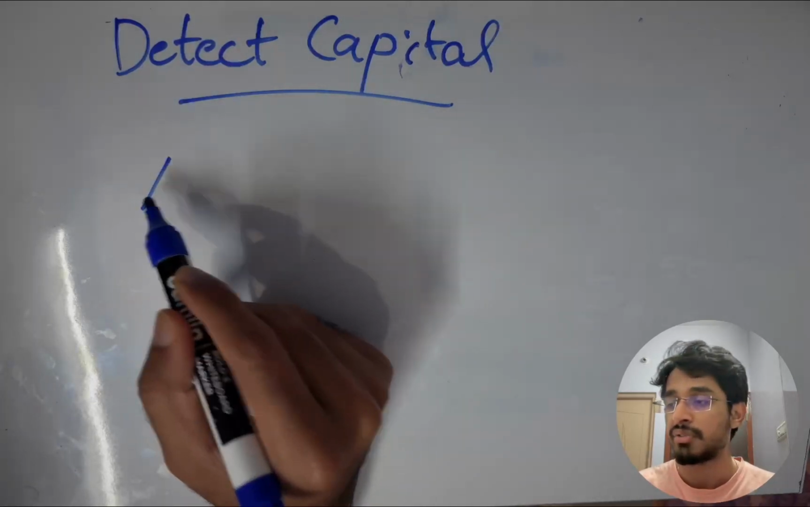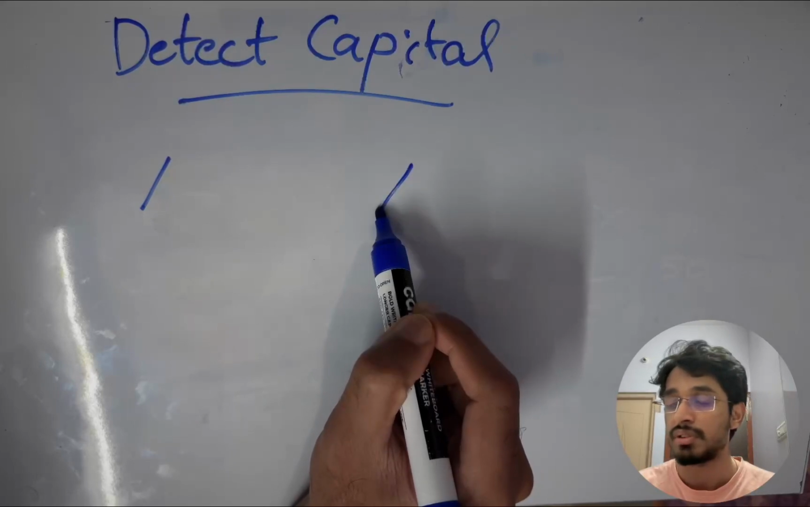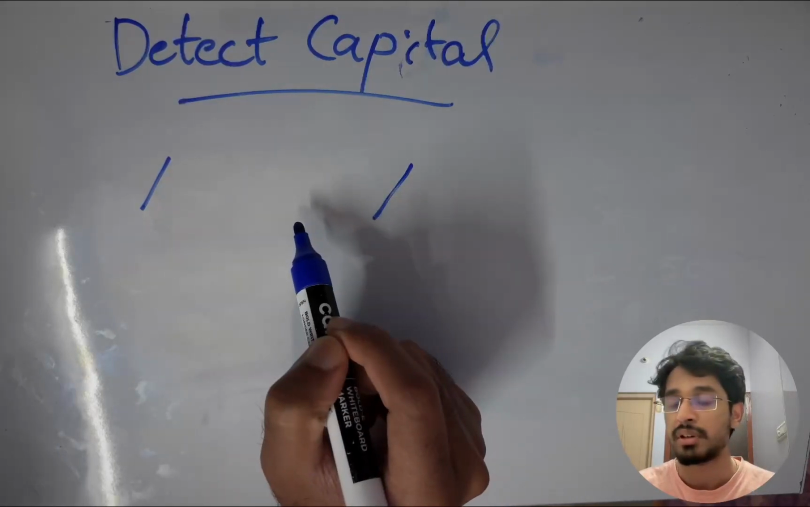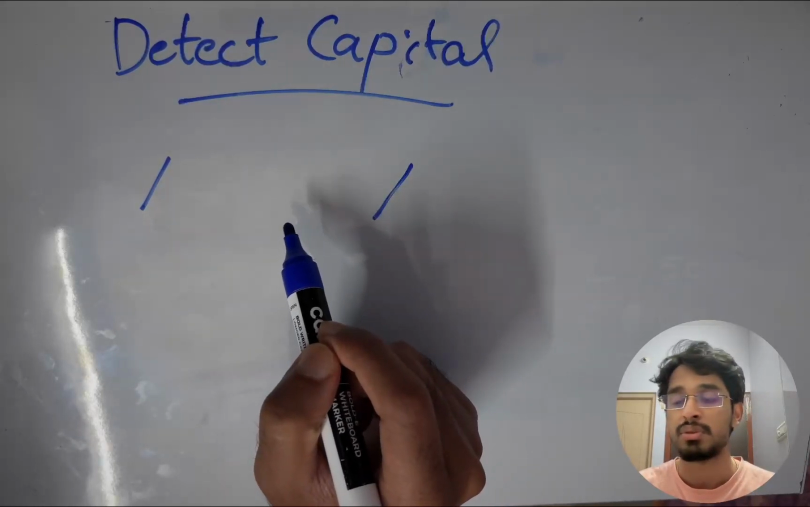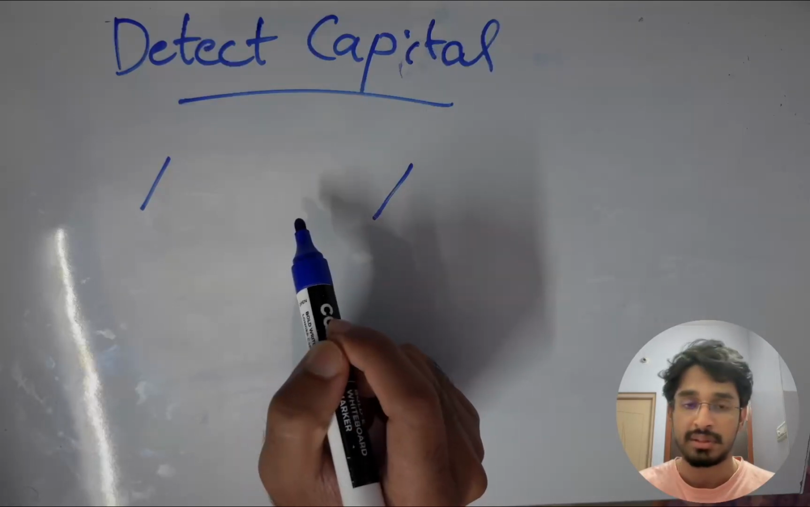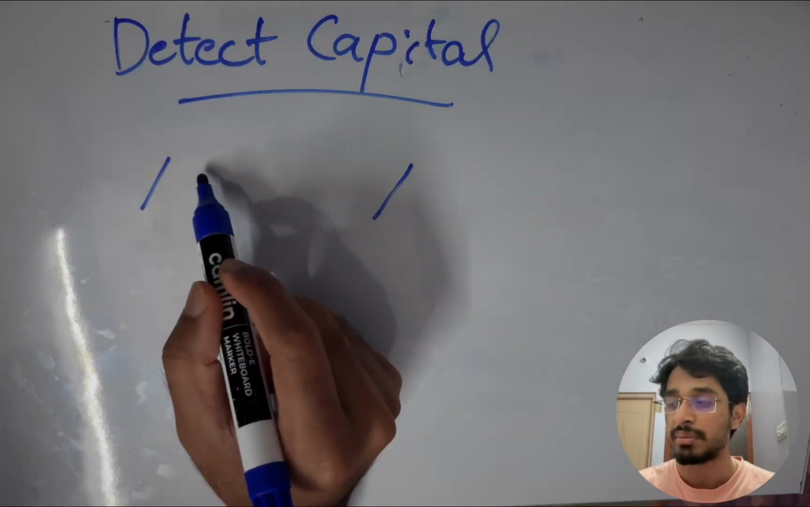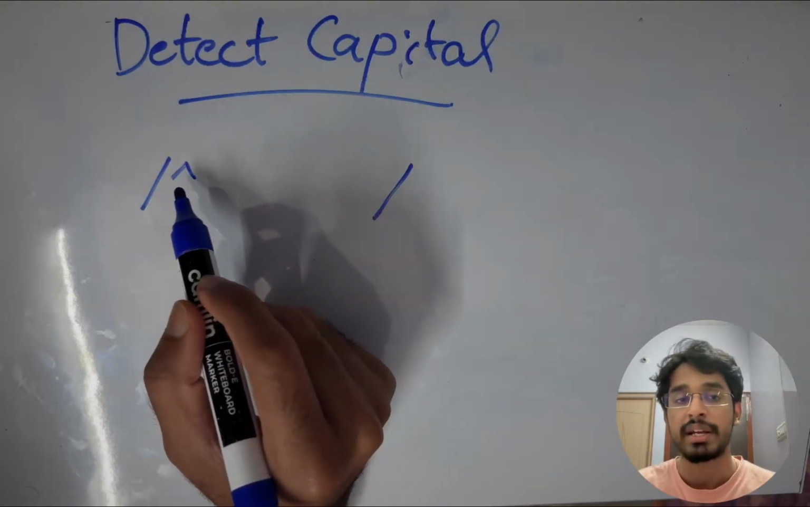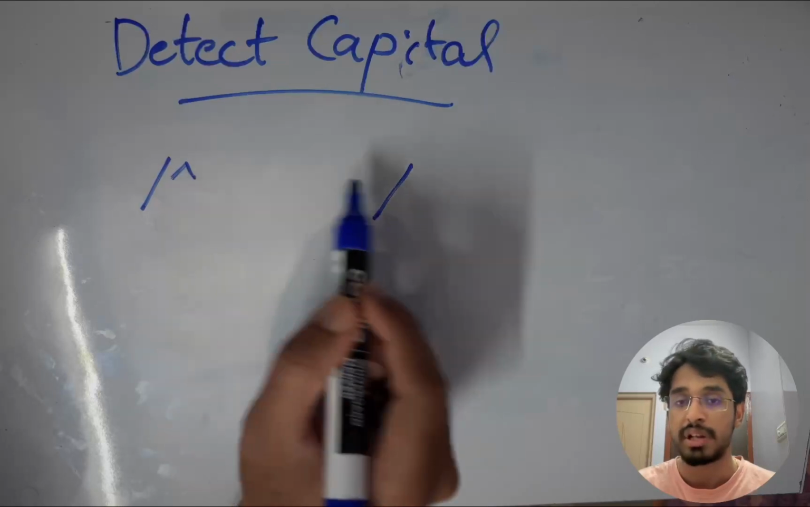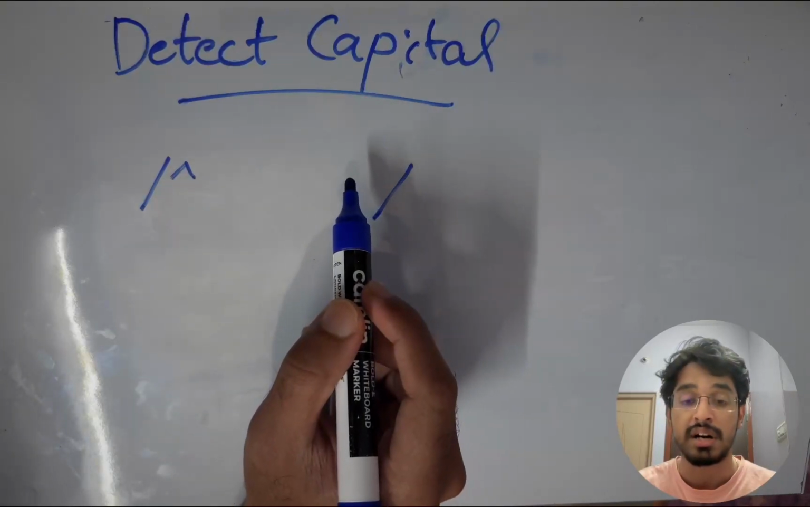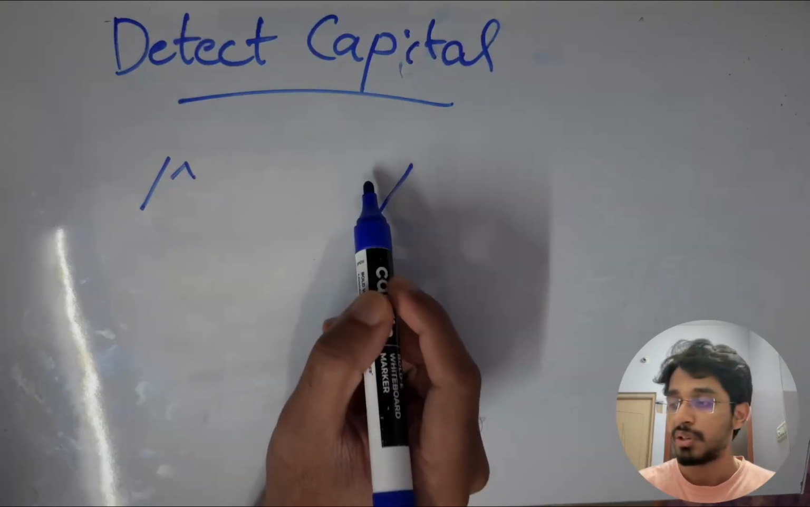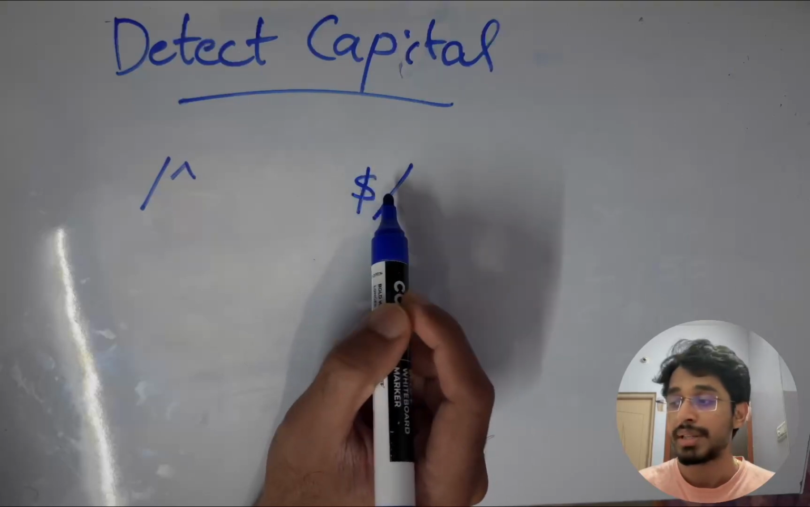So we just start from a forward slash and end with a forward slash, and then we write our expression over there. So the expression looks something like this. If you want to check if all the letters are capital, inside we just put a caret symbol over here, indicating that it has to match from the start of the line, and we put a $ at the end to match the end of the line.